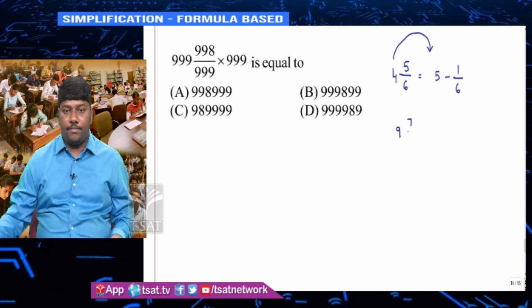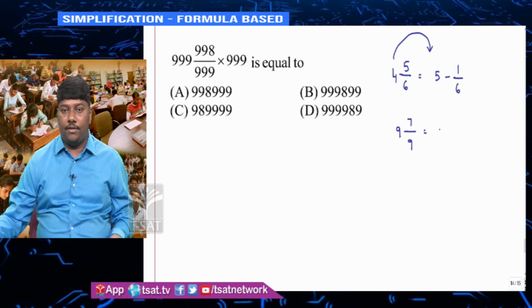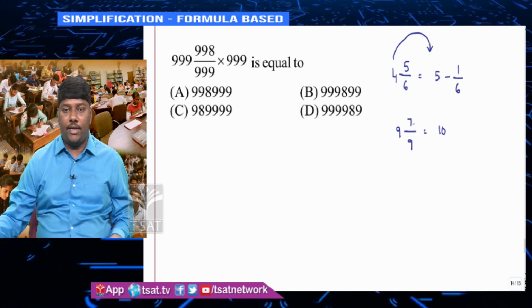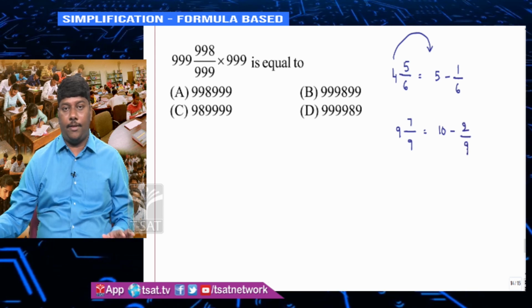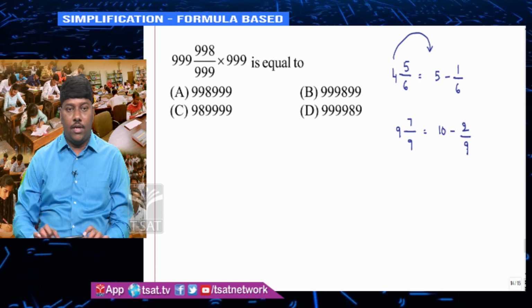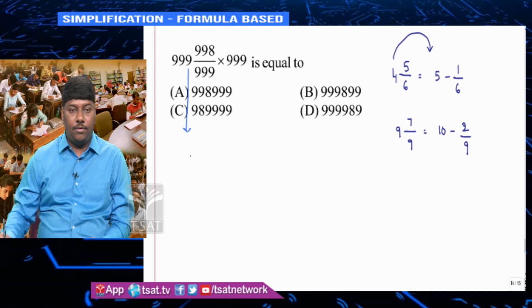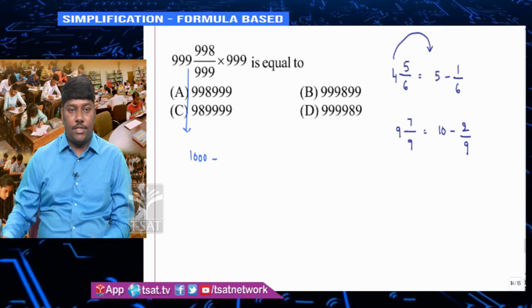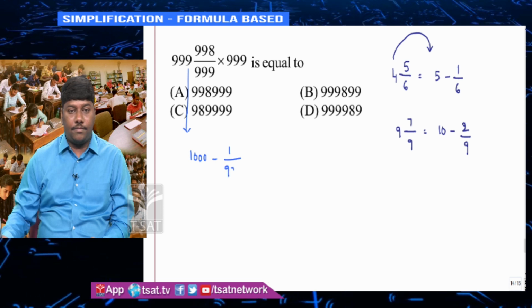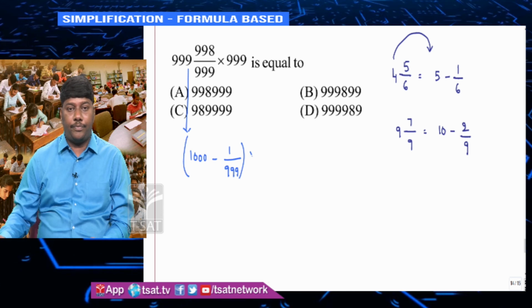9 7 by 9. What is the term after 9? You know, after 9 it comes 10. How much you need to add to make it 1? 2 by 9. Therefore subtract 2 by 9. This is how you can write. Now look at this. After 999 what comes? We know 1000. How much you need to subtract? Just 1 by 999. So we can come to the last step directly.